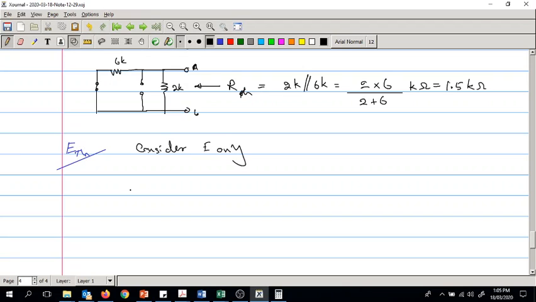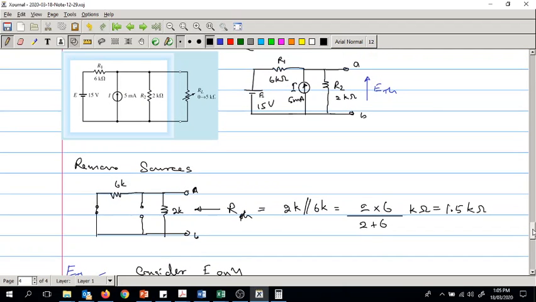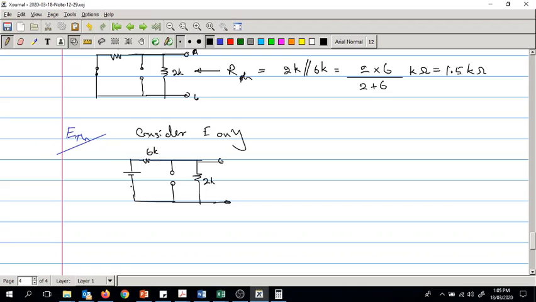When you consider the E only, we have the voltage source here and the resistor here. The current source is open circuited. There is another resistor here, and you find the voltage across these 2 points. This is 2k, this is 6k, and what you have here is 15 volts. E is 15 volts. So let's label this as ETH1. This is A, this is B.